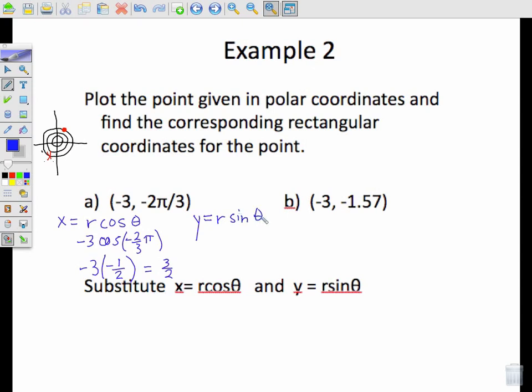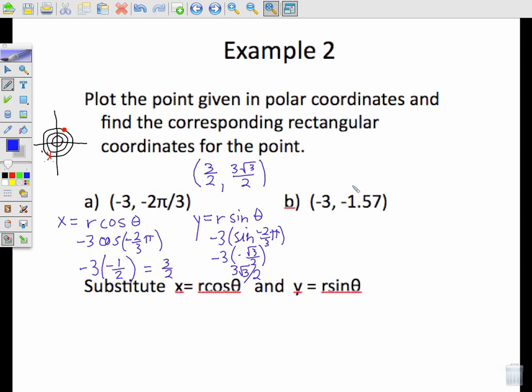All right, now we find the y. So y is equal to r sine of theta, and r is negative 3. Sine of negative 2/3 pi is negative 3 times, and the sine would be negative root 3 over 2. Multiply those together, it's 3 square root of 3 over 2. So there's our x and our y. So for this one, it's 3/2, comma, 3 square root of 3 over 2. Those would be the exact values.